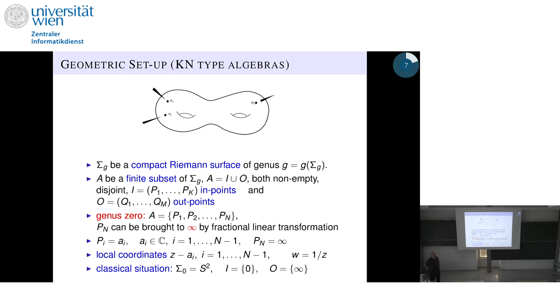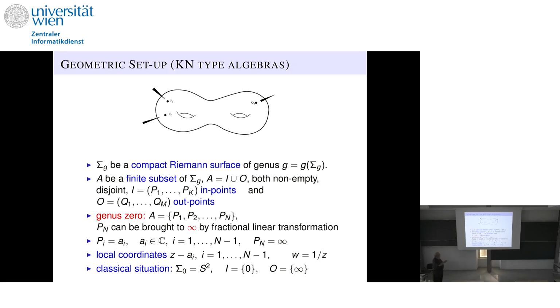And this is now the geometric setup. For the Krichever-Novikov type algebras, it's not necessary that the genus is different from 0. We start with a compact Riemann surface, which could also be of genus 0. Okay, good. G should be the genus, and we have a finite subset of this Riemann surface. So it's just finitely many points.